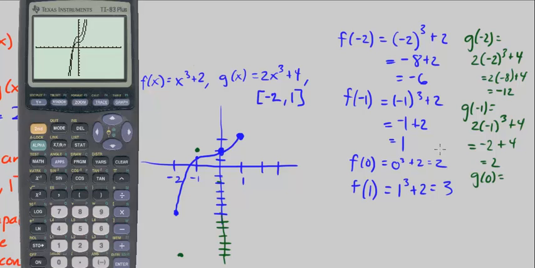G at 0, we know, is 2 times 0 cubed plus 4, which is 0 plus 4, or 4. So at 0, we're going up to 4. And finally, g of 1 is equal to 2x cubed, where x is 1. And that's 2 times 1 cubed is 2, which is 6. Okay, so 4, 5, 6. So at 1, we're going up to 6. And then I want to connect these points.